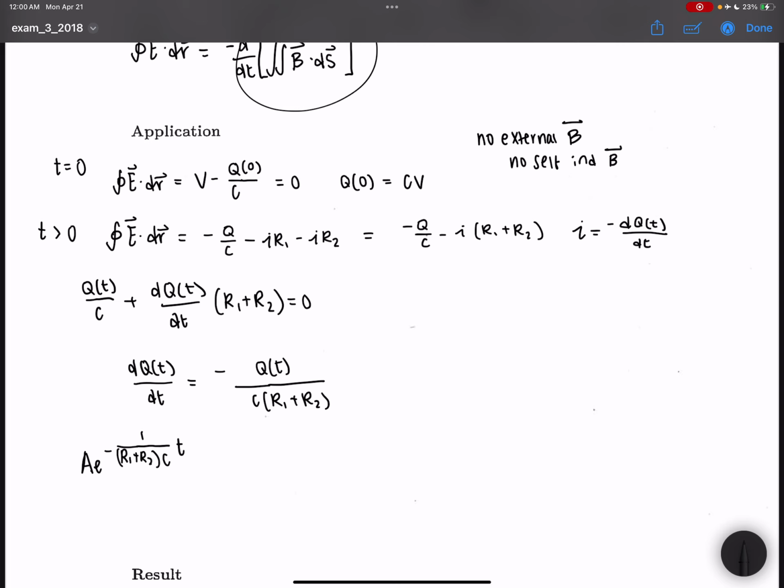Okay, wait. So this is Q of T, right? I don't like how I wrote that. I'm going to rewrite that. Q of T. You already did your dq dt. So then we take the derivative of this.